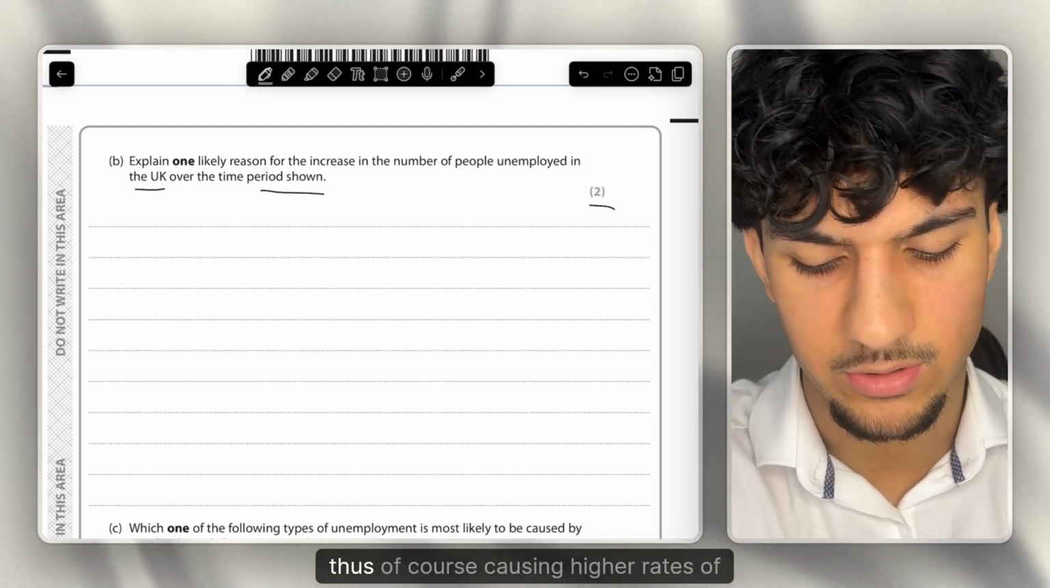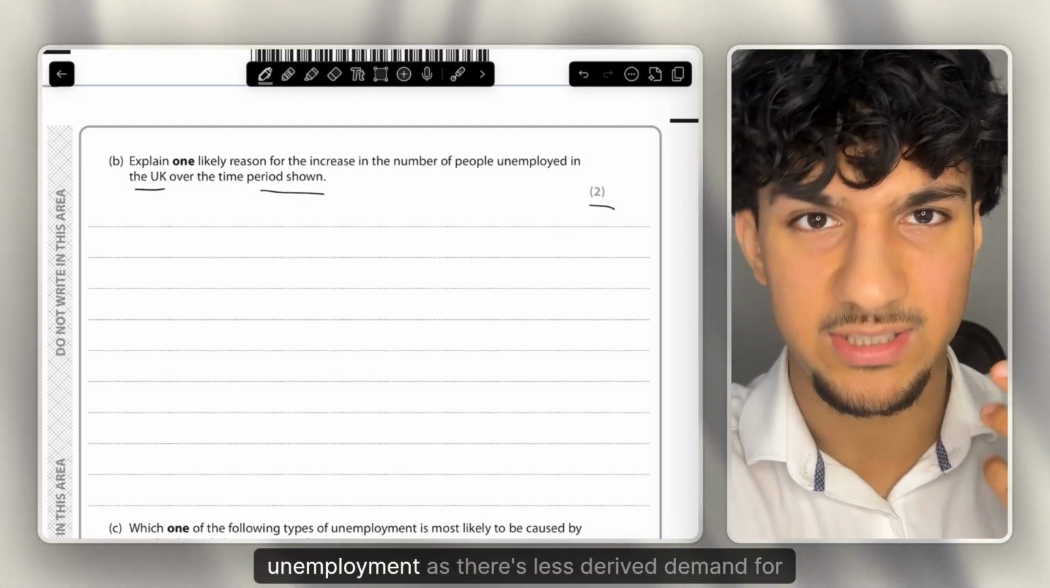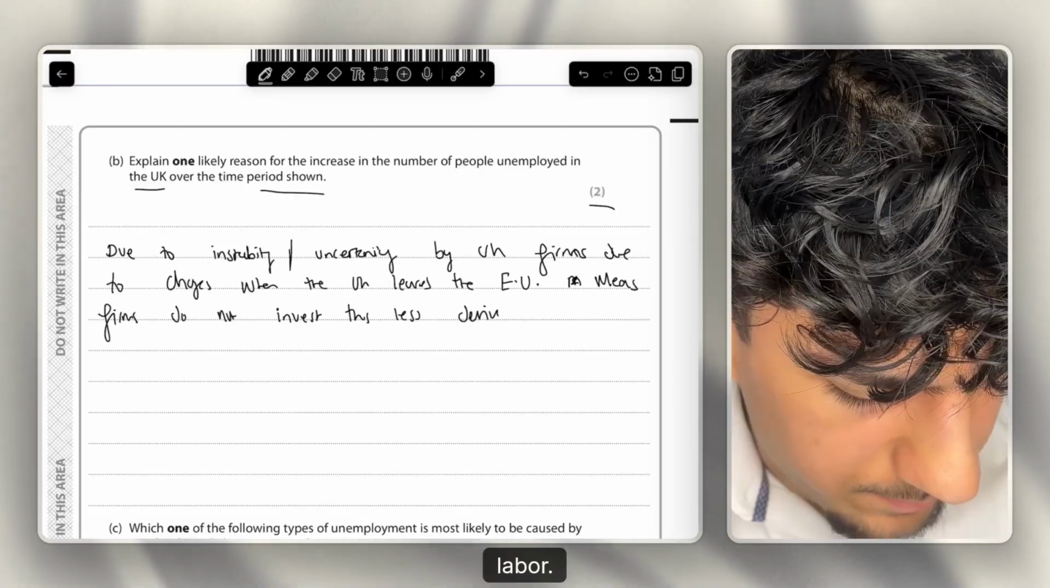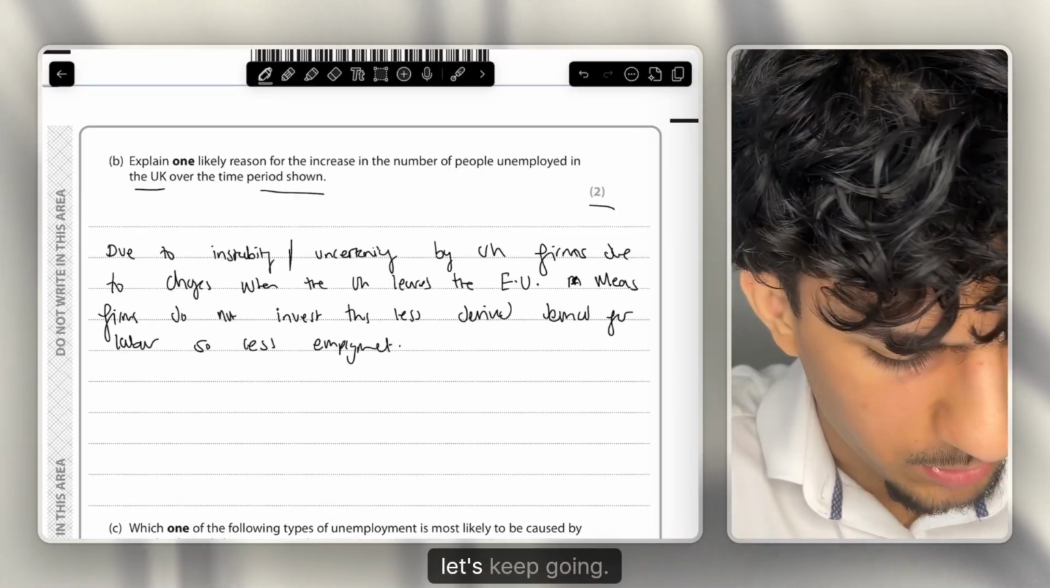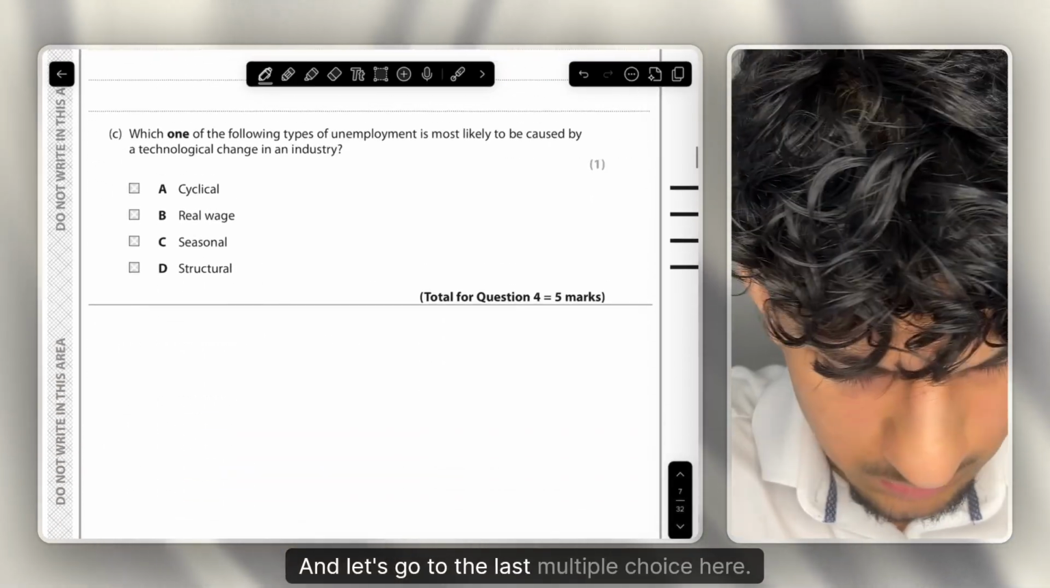So businesses won't invest, thus of course causing higher rates of unemployment as there's less derived demand for labour, you could say. So this is a bit of a tricky one, to be honest. You can give lots of different reasons. So yeah, let's keep going. Let's get 2 marks there. And let's go to the last multiple choice here.